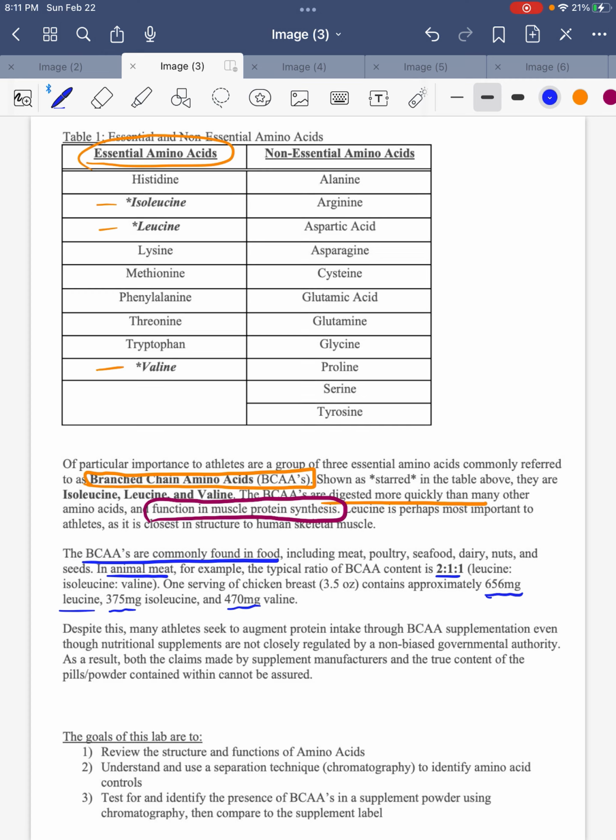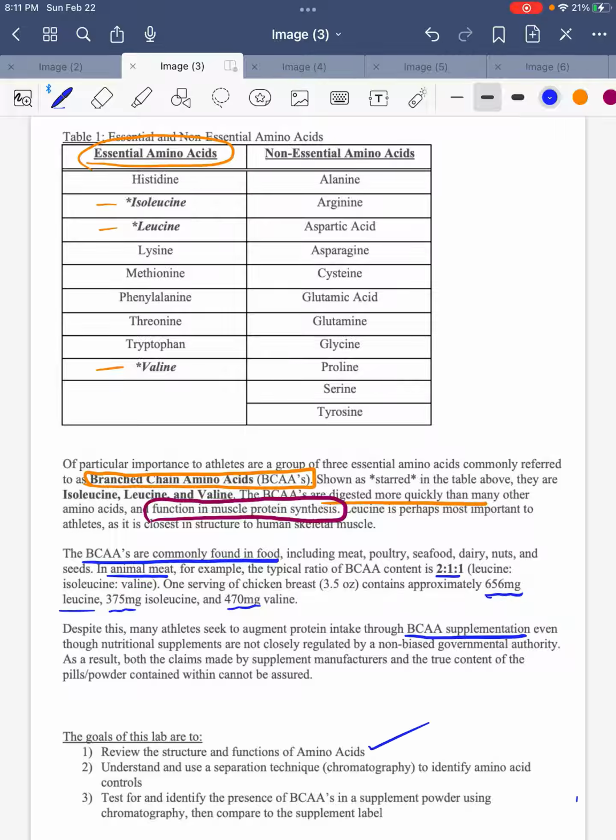Despite this, many athletes choose to intake a branched-chain amino acid supplement. May I remind you, supplements are not closely regulated, so we're not even assured that that supplement powder contains what it says it does. Okay, so we've done the first part of this lab, review the structure and function.